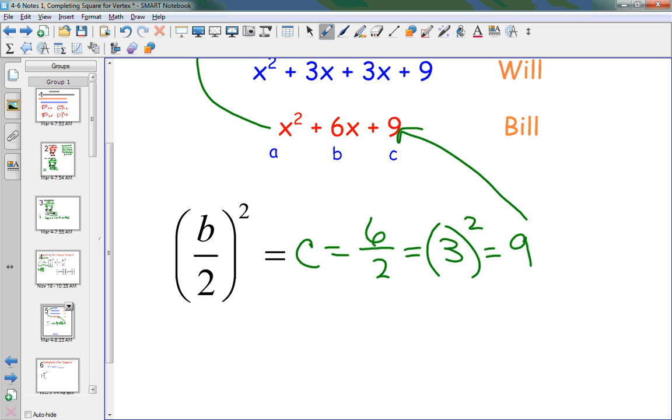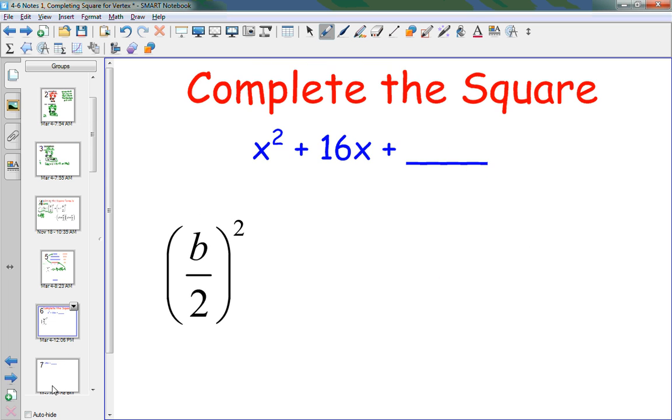Now, we're going to use this process over and over and over again to create a third term. Do we understand that? So let's go ahead and try it out. I give you x squared plus 16x plus a blank. This is exactly like tonight's homework. You need to fill in that blank with the perfect square term, that c value.